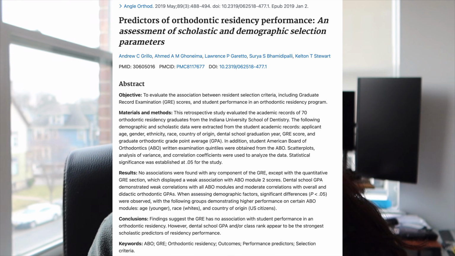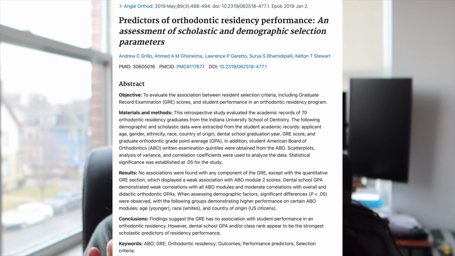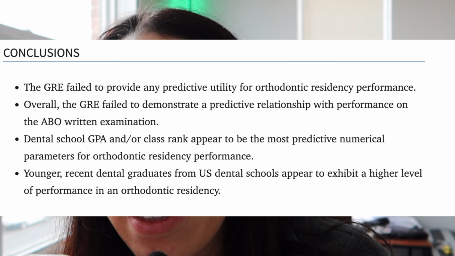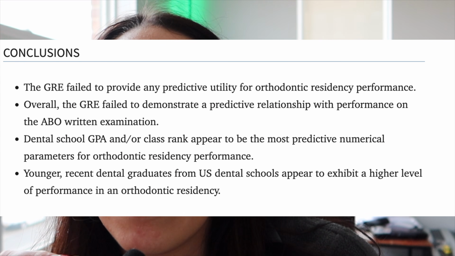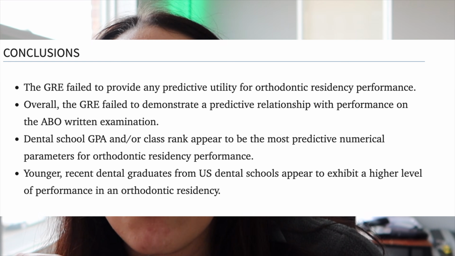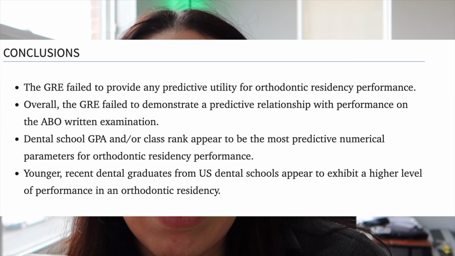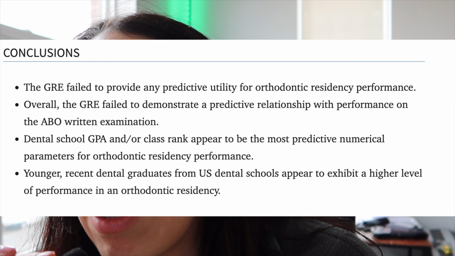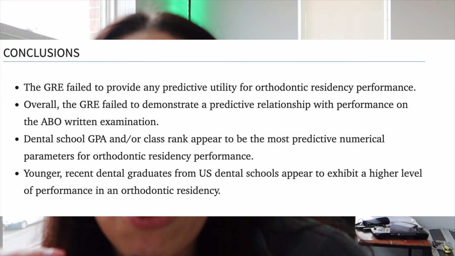Since we're talking about the GRE, this paper published in 2019 in the Angle Orthodontist showed that the GRE failed to provide any predictive utility for orthodontic residency performance. Overall, the GRE failed to demonstrate a predictive relationship with performance on the ABO written examination. Dental school GPA and/or class rank appear to be the most predictive numerical parameters for orthodontic residency performance. Younger recent dental graduates from U.S. dental schools appear to exhibit a higher level of performance in an orthodontic residency. So there you have it. That's what the research says.